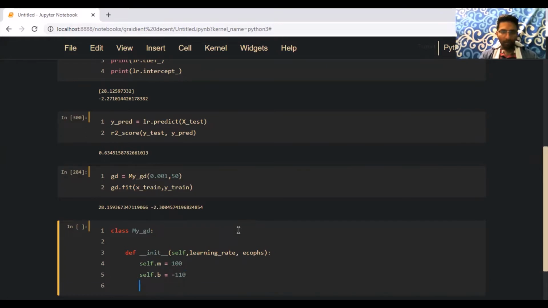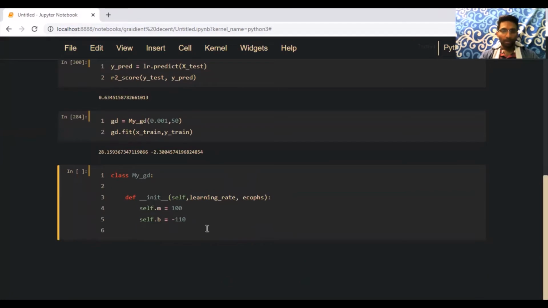I will visualize each and everything to show how it is working. I will explain everything in a very simple way, because, as I promised, conceptual clarity is the main idea behind this video. And self.lr is equal to learning rate, and self.epochs equal to epochs. So I have initialized a few things here.